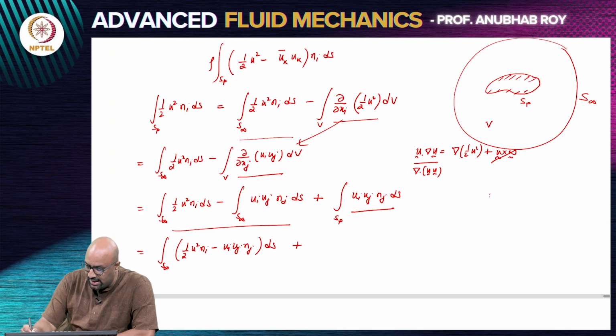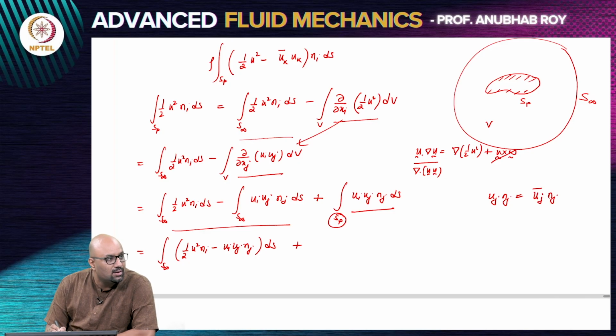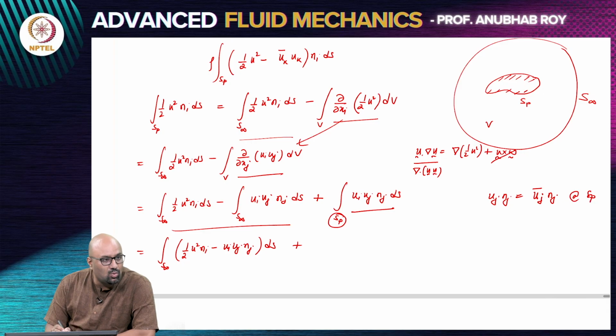Now, u_j n_j on the surface of the particle has only one component that would be non-zero. I can write it as ū_j n_j, right? On the surface of the particle, the boundary condition tells me that u_j n_j, the fluid velocity's normal component on the body surface, should be equal to the normal component of the body's translational motion. That is my boundary condition. So, if I use that boundary condition, I can write this as ū_j n_j dS.